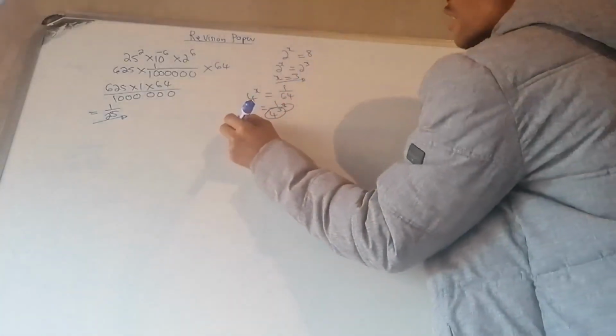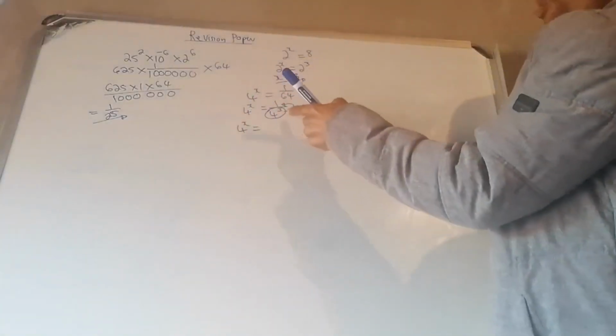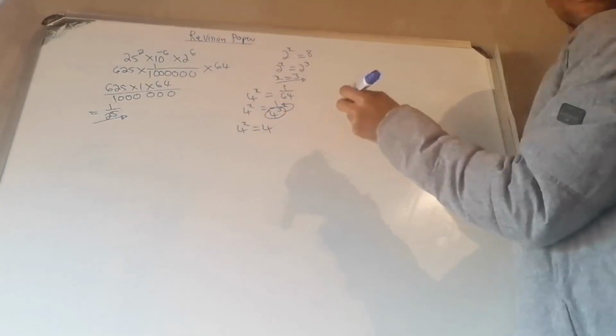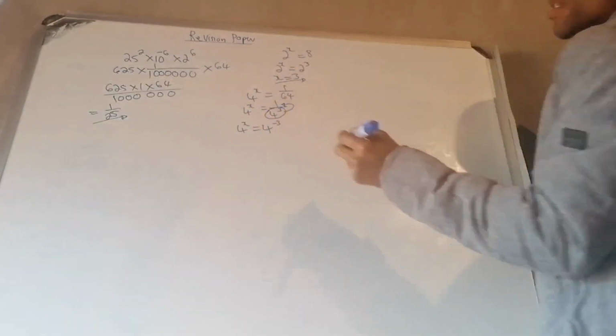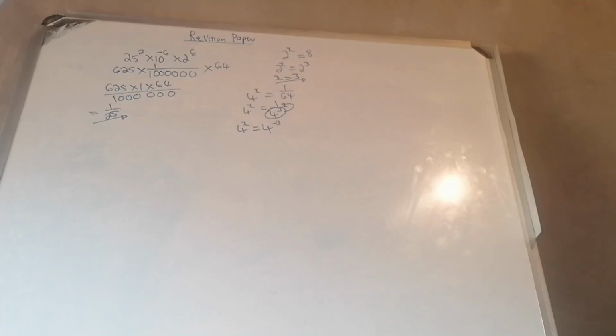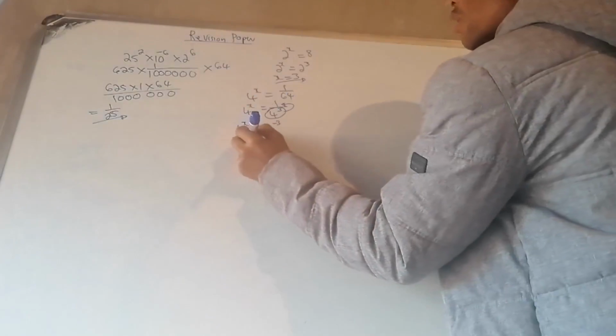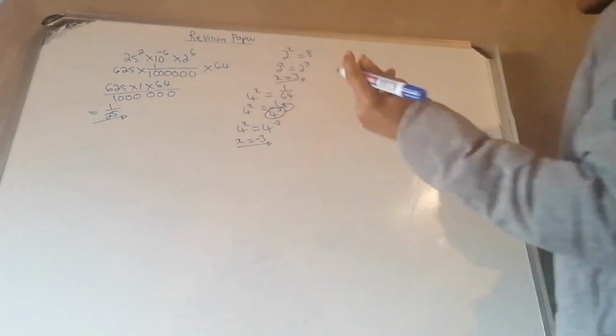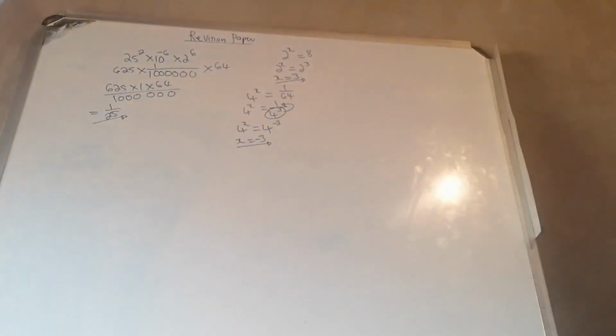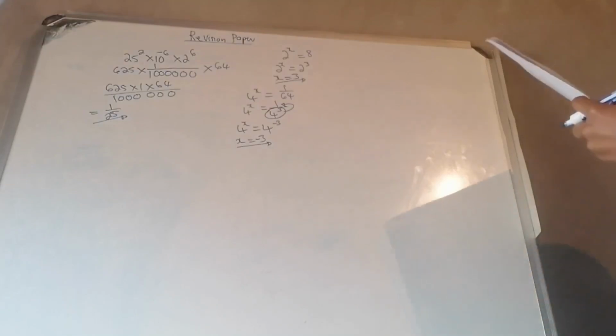I leave 4 exponent x. Now I take it up. The exponent becomes negative, it becomes positive to negative. And then now when the bases are the same, you equate the exponents. X equals minus 3. And then you are done. Just solve for x.